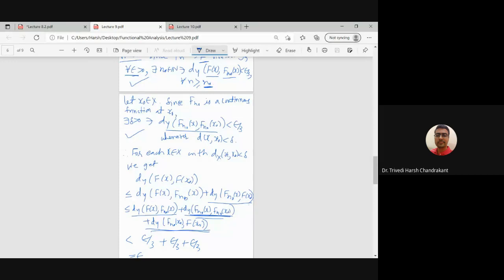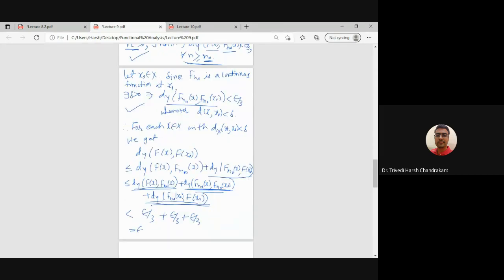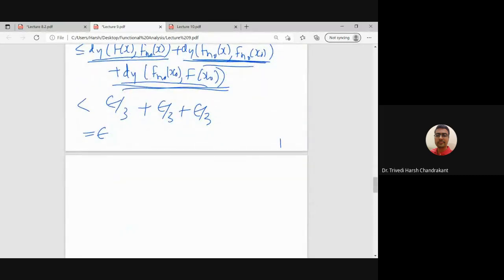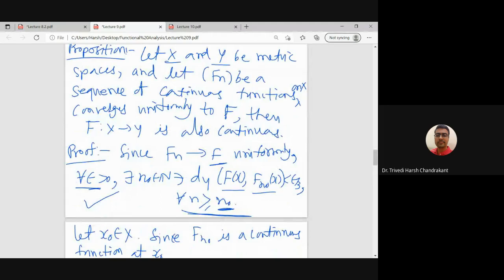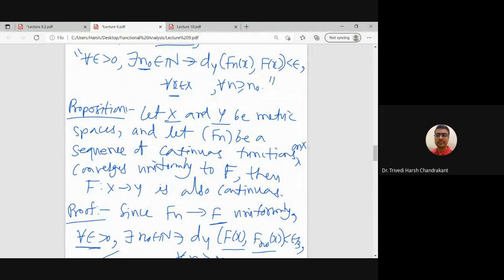So what did we use? We used first that the distance of f(x) with f_n naught(x) is less than epsilon by 3, and similarly for the other one. This is true for every n including n naught, so we are using it two times. And the other term is also epsilon by 3 using the continuity of f_n naught. So we are done with this proof, and that gives that whenever we have a limit function f which is the limit of continuous functions and the limit is uniform, then the limit function is continuous.